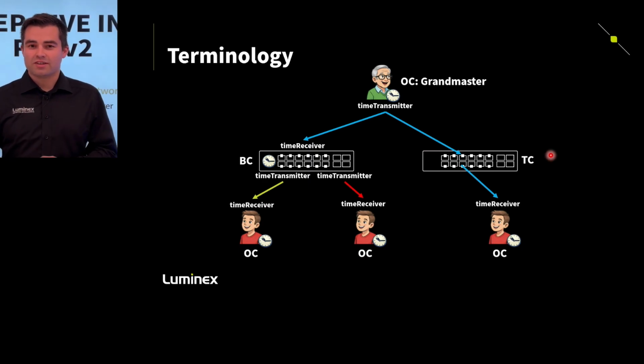On the right side, we have another switch. That switch is in the transparent clock state, so it's not actively syncing an internal clock to the time, but it's modifying the packets as they pass through the switch in both directions. It will update the correction field in there to make sure that the time receiver gets an accurate time reference of the time from the grandmaster clock.